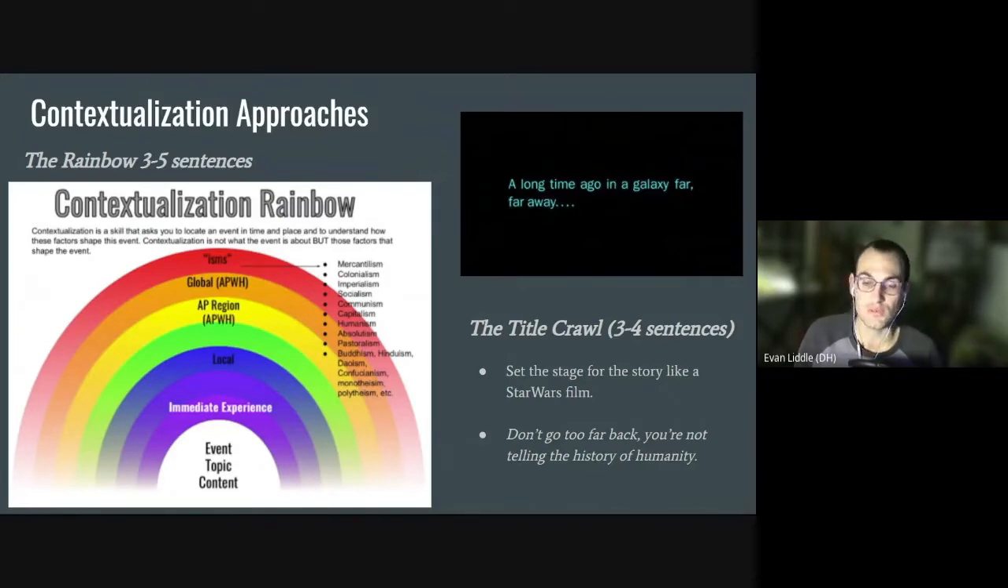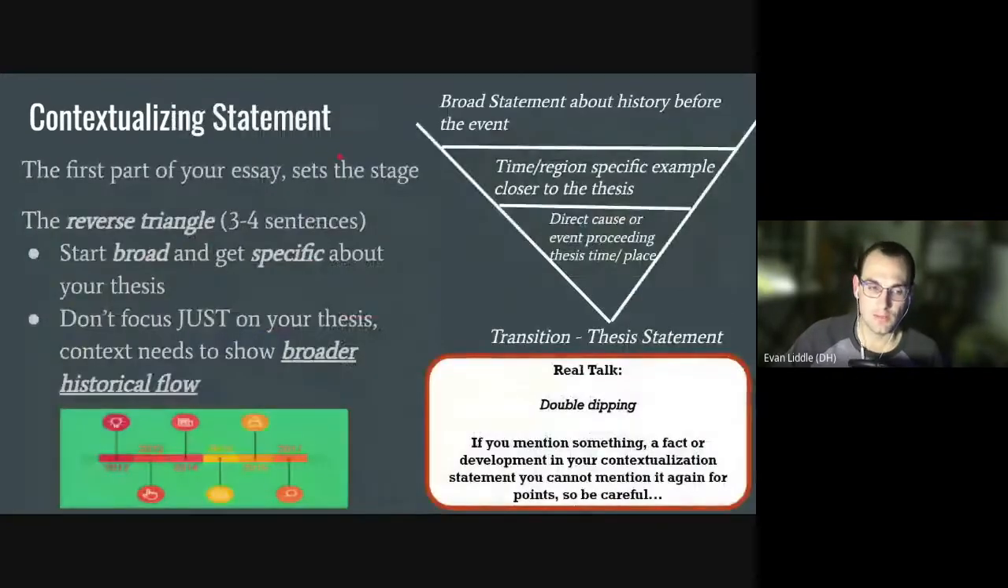You do need to demonstrate a flow of history and an understanding of history, but you're also not telling the entire story of humanity, which is why my approach that I teach my students, and I'm going to give you here, is called the reverse triangle. Essentially, you start broad and you get narrow, like a reverse triangle or a reverse pyramid.